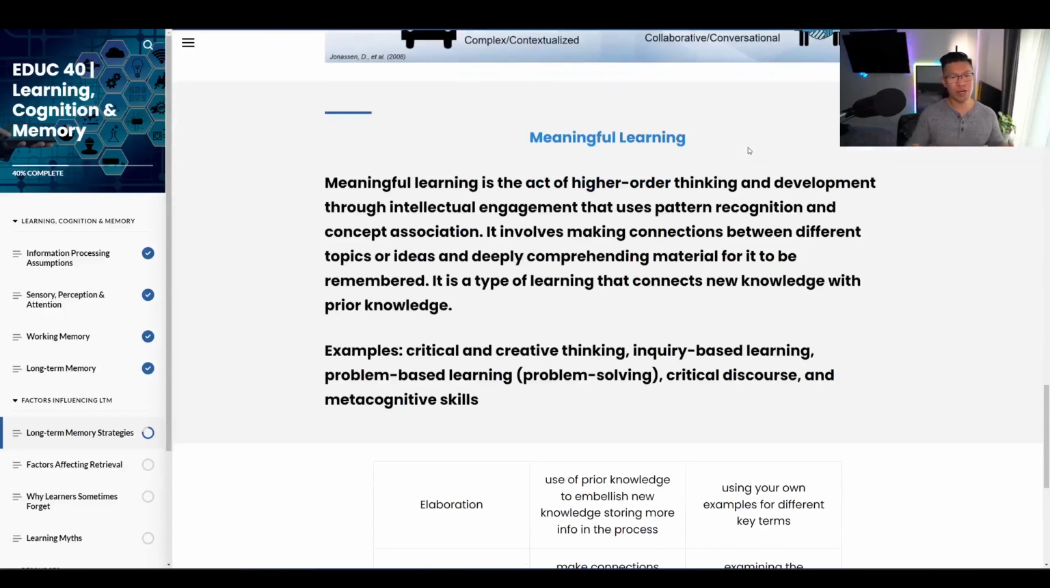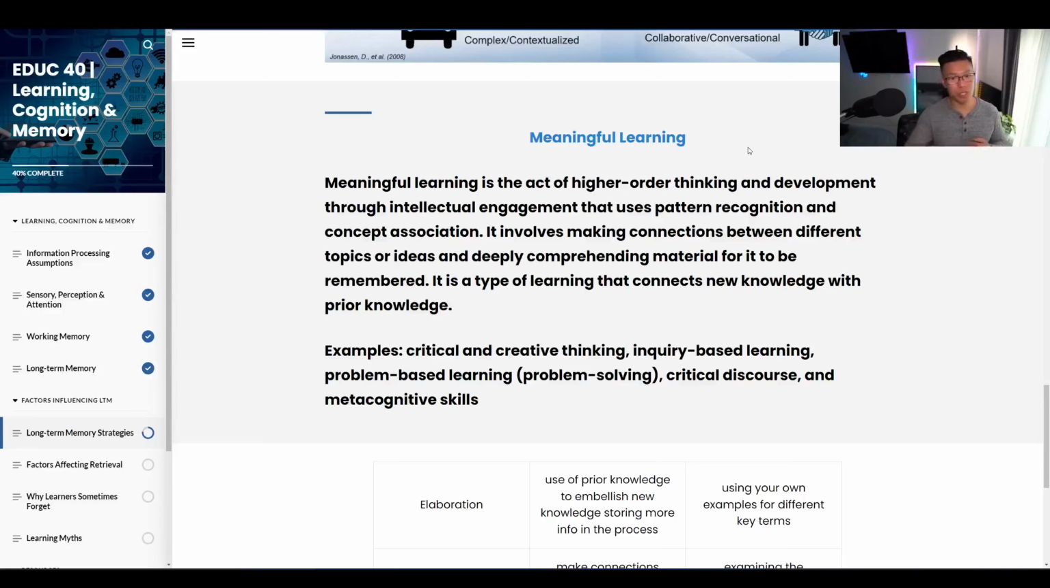So really, we're trying to get into this pedagogical framework of meaningful learning. Meaningful learning is the act of higher order thinking. This is where you're thinking and inferring, you're making judgments about the concepts that you're learning, and developing through intellectual engagement that uses patterns, recognition, and concept associations. One of the key things that I want you to draw from this class is to recognize the different kinds of patterns and the different kinds of associations.